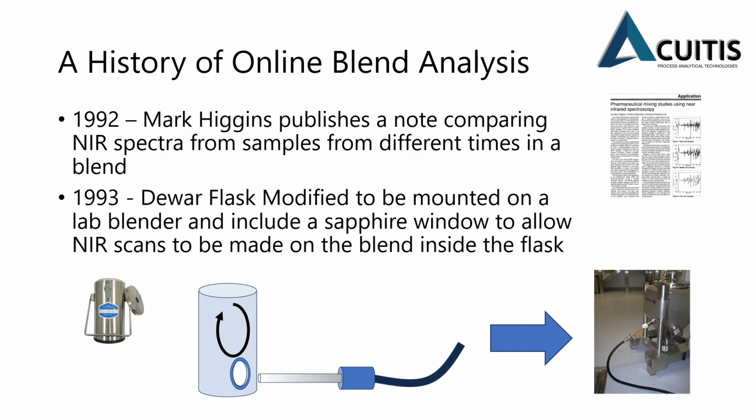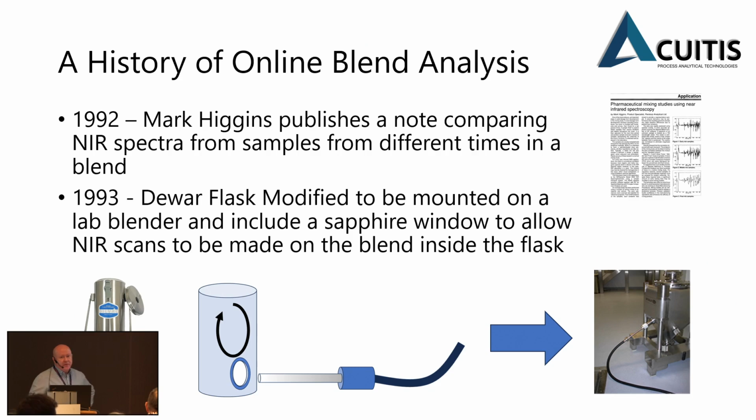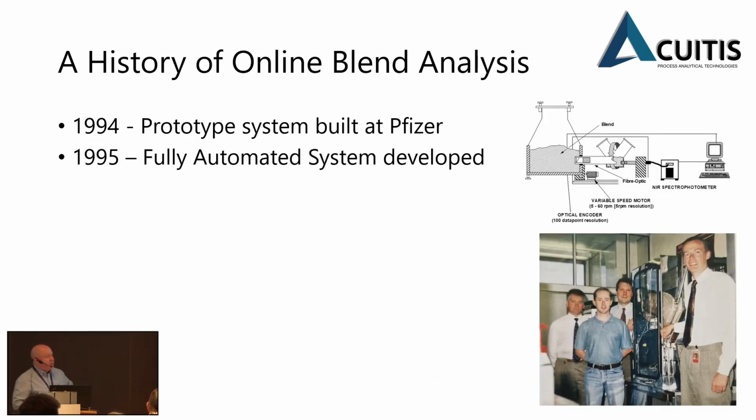Once we proved that that worked, that was rapidly changed over to an at-line method where we could measure blend top, middle, and bottom in an intermediate bulk container. And that sort of set the scene then for the development of the original automated system. Again, at the time, we only had access to very slow scanning instruments. It took about 30 seconds to acquire a near-infrared spectrum on a FOSS 6500. And so what we did was put the fiber optic probe straight through the axle of the blender and introduce the probe into the actual blender itself.